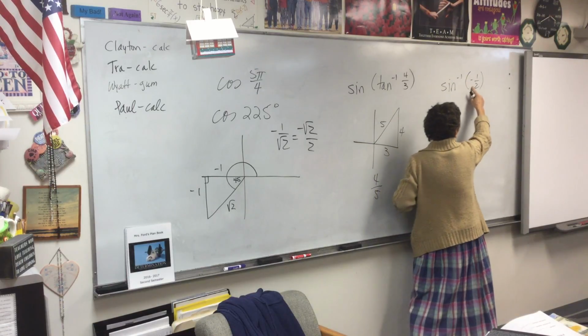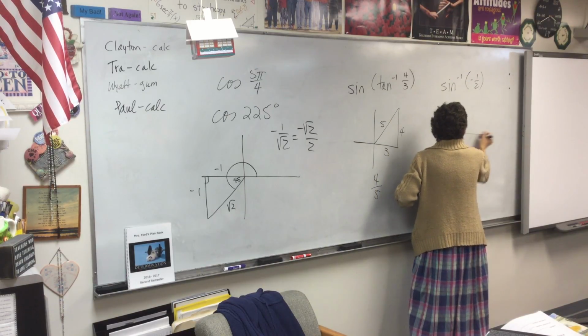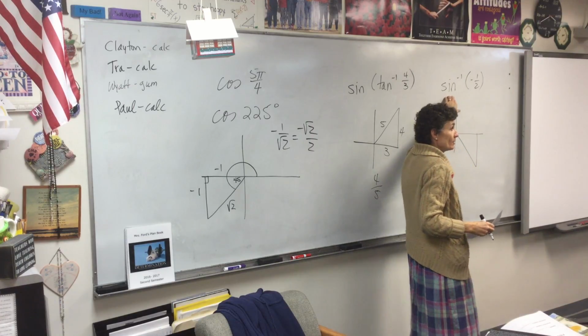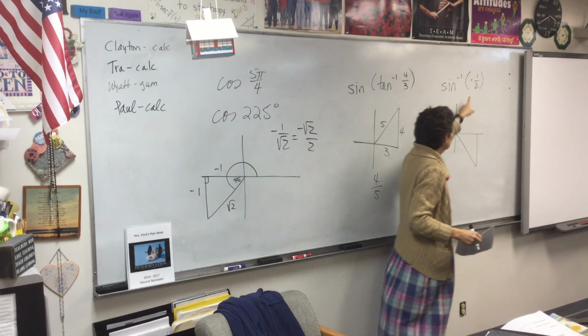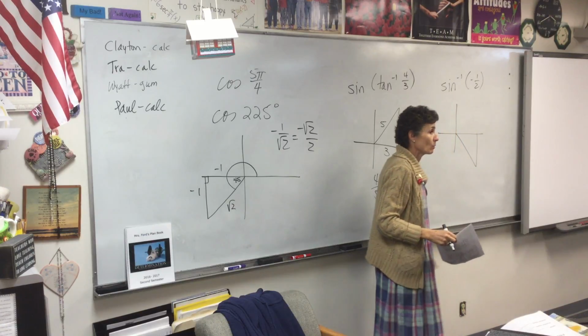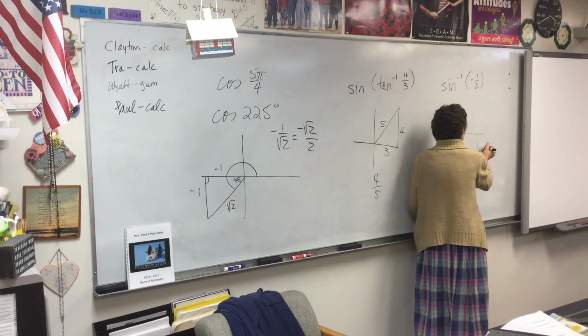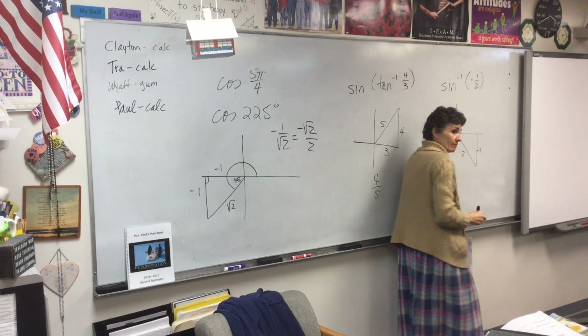Now, where will I look for this angle? Quadrant 4. There are rules associated with the inverse sine. That's a negative number. I've got to be in quadrant 4. The sine is 1/2. Negative.